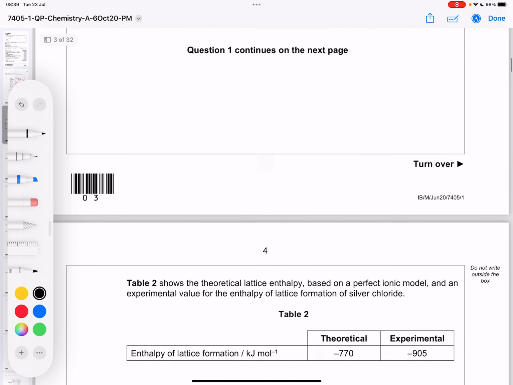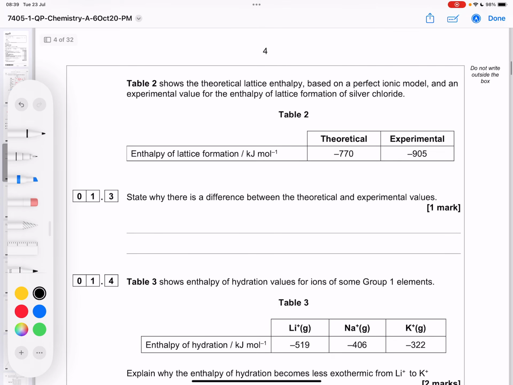Table 2 shows the theoretical lattice enthalpy based on the perfect ionic model, so perfectly spherical, no covalent bonding, so no covalent character. And the experimental value, that's the true value. So these two are different numbers, and they're fairly different. And what that means is that there is some covalent character in silver chloride, and that covalent character is adding strength to the lattice, and that is why it's more exothermic.